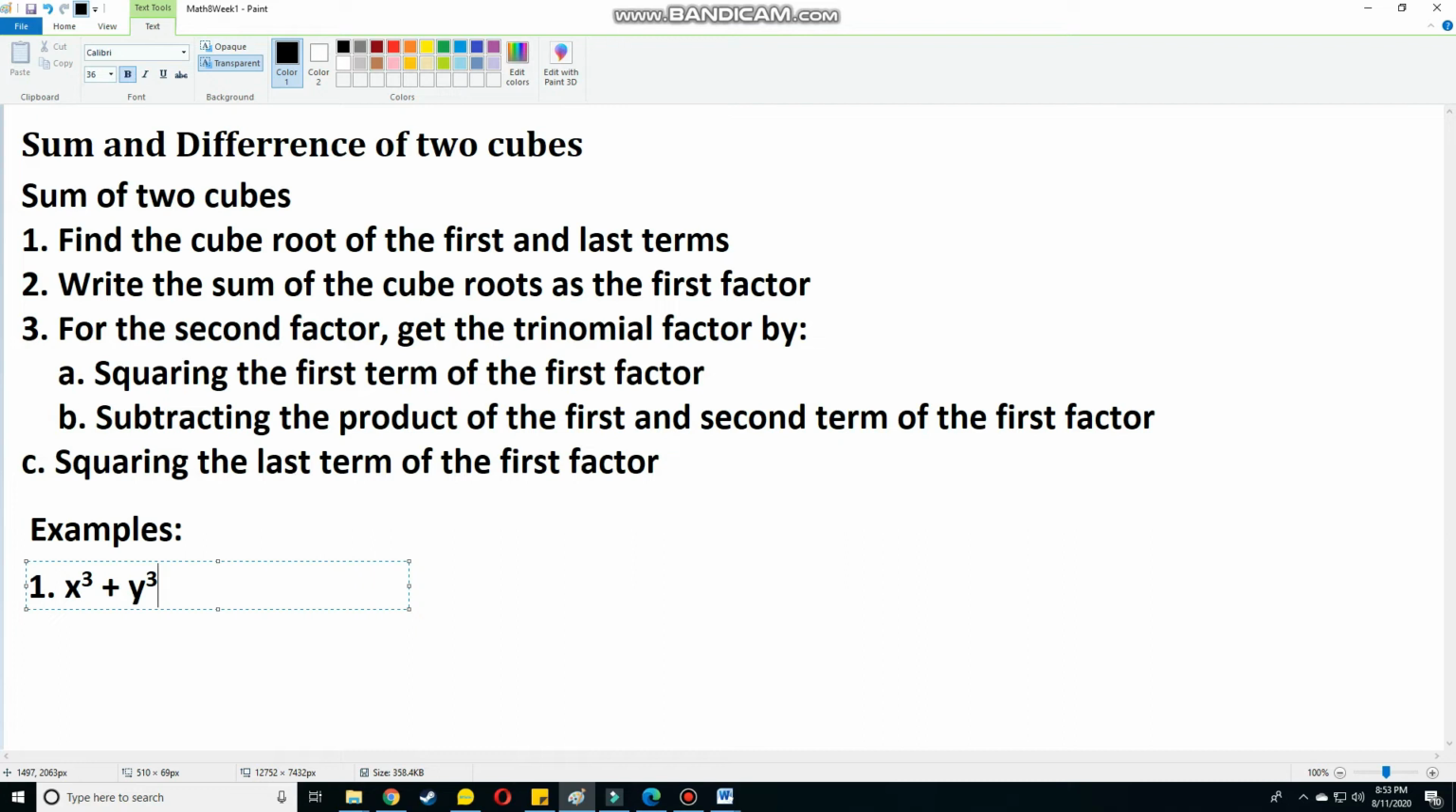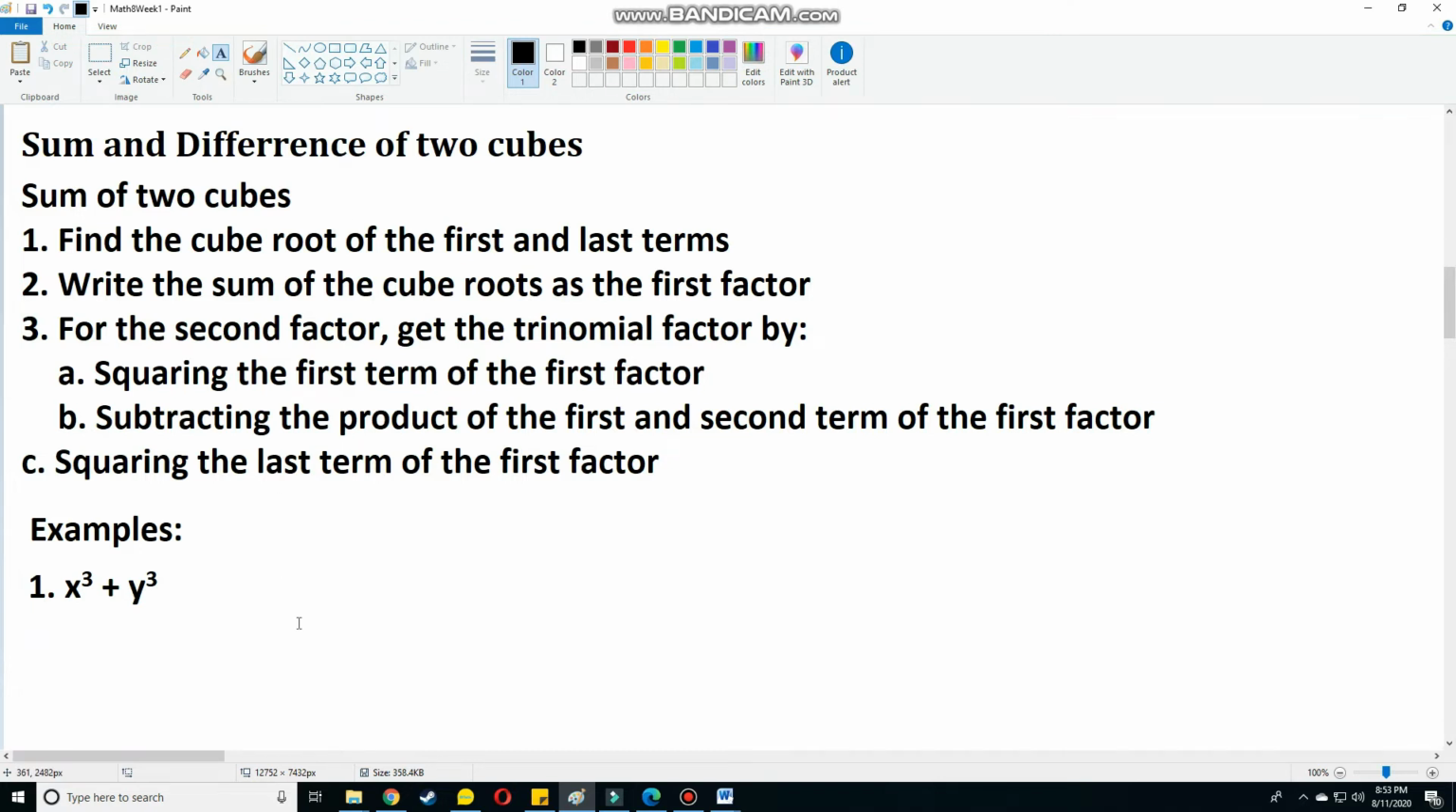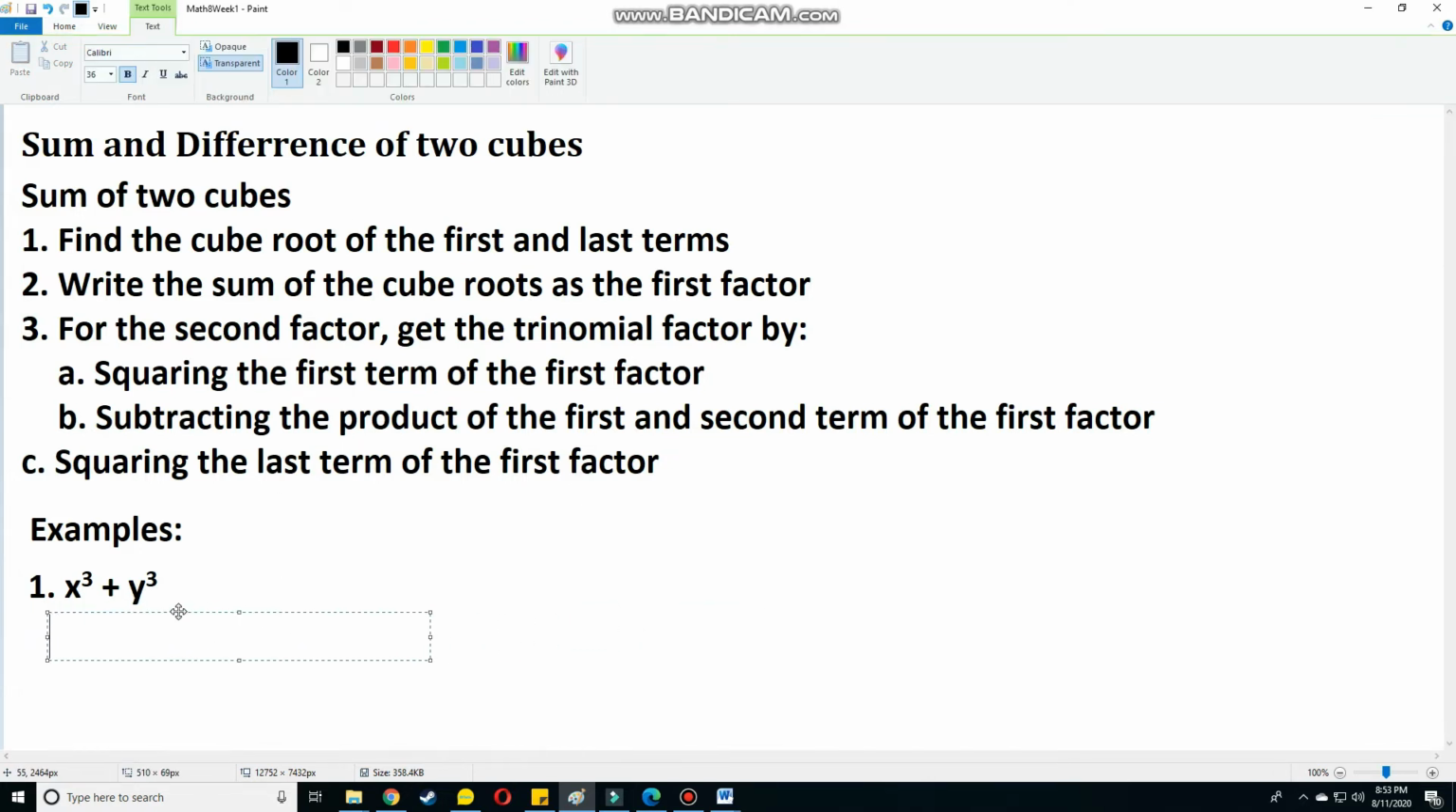Okay, let's just follow the steps so that we could easily factor this type of polynomial, the sum of two cubes. So for the first step, find the cube root of the first and last terms. Our first term here is x cubed. Our last term is y cubed. So we would find the cube root. What's the cube root of x cubed? The cube root of x cubed would be x.